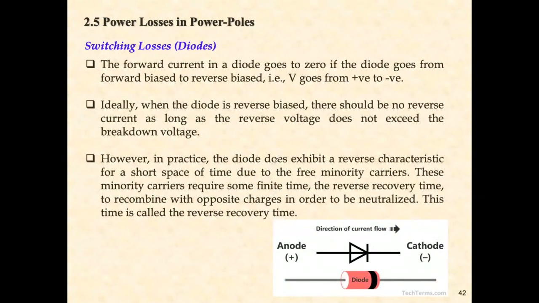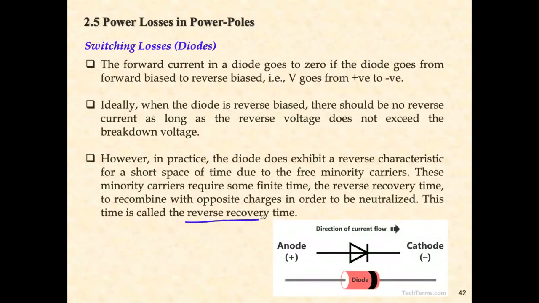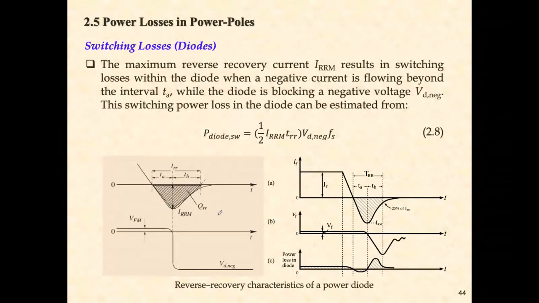So the free minority carriers need some time to go back to their original position. And this period of time we call the reverse recovery time. So that recovery will make this kind of waveform. It is because the minority carriers need some time to go back to their original position.